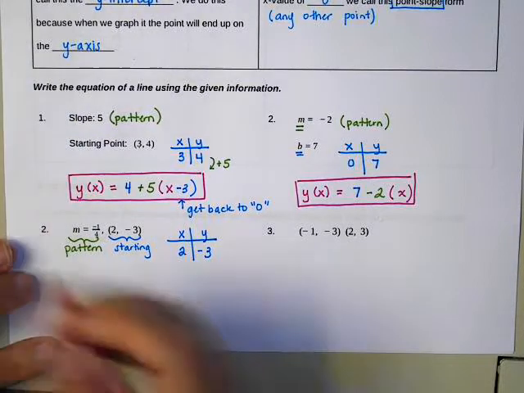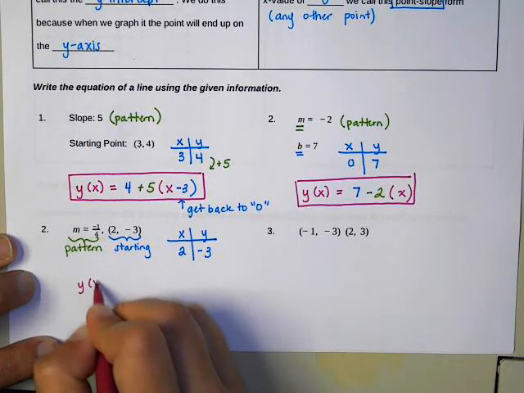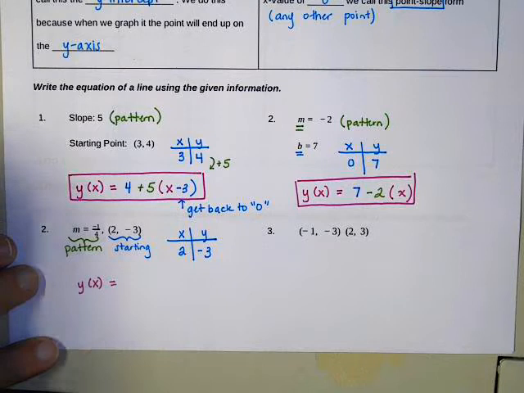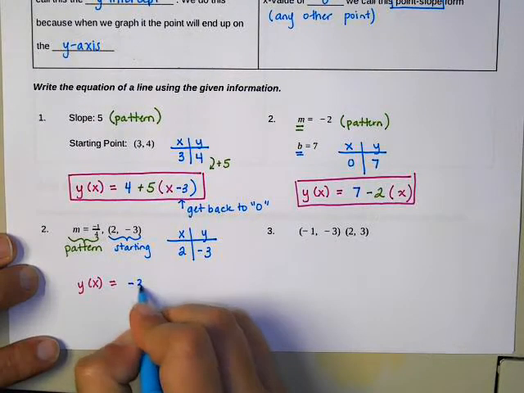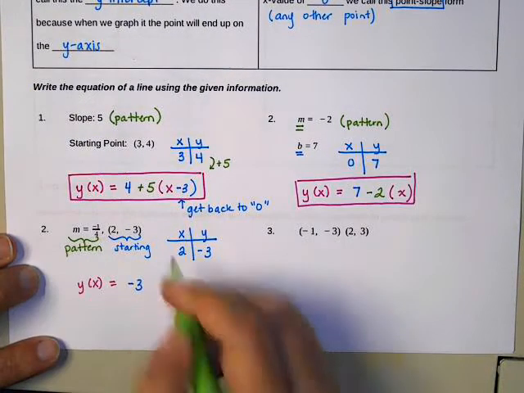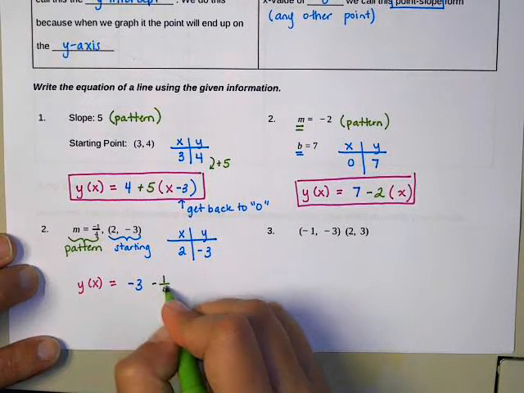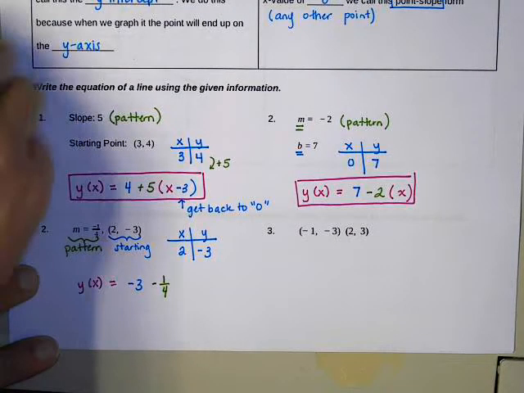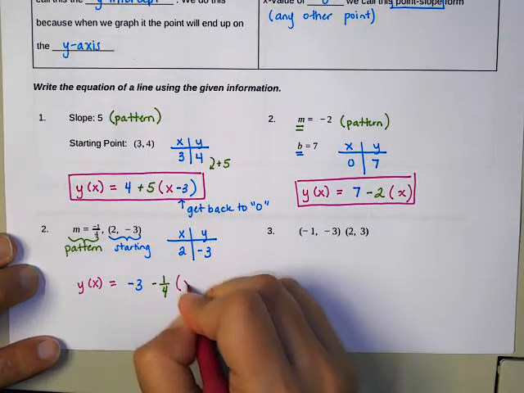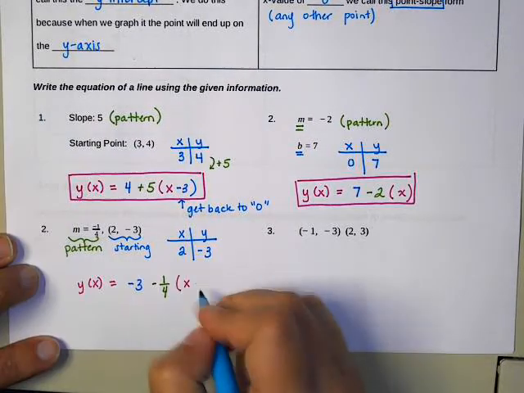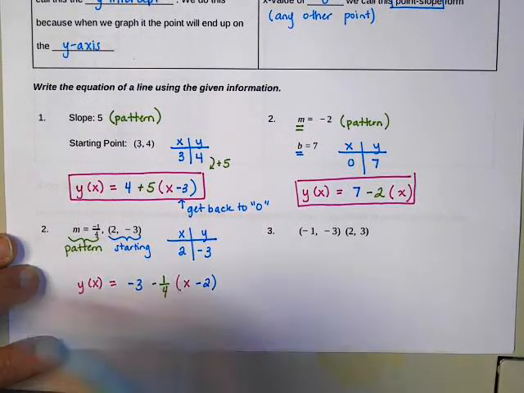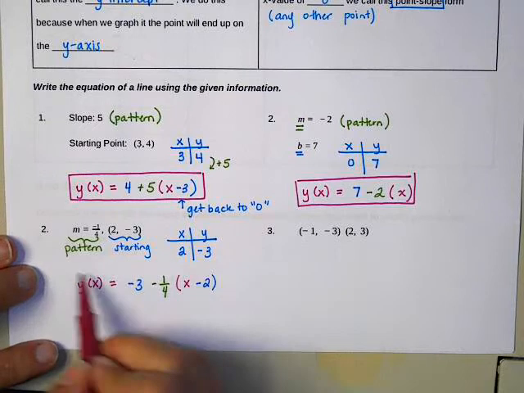So my equation will start y of x equals my starting y minus 1/4, because that's my pattern, parentheses x, and then minus 2 because I need to get back to 0.